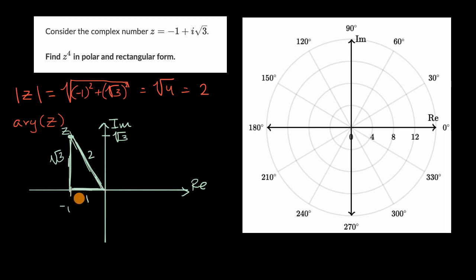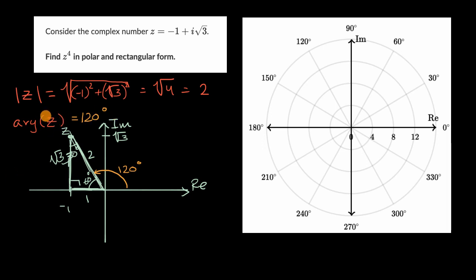And so you might immediately recognize this as a 30, 60, 90 triangle. Because in a 30, 60, 90 triangle, the short side is half of the hypotenuse, and the long side is the square root of 3 times the short side. So we know that this is a 60-degree angle. We know that this is a 30-degree angle. And the reason why that helps us is if this is 60 degrees, we know that the argument here must be 120 degrees. So the argument of z is 120 degrees.